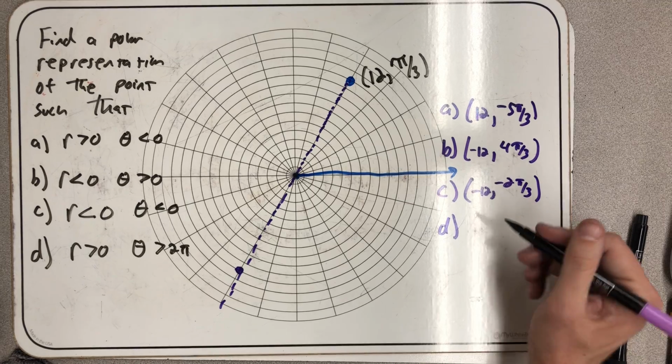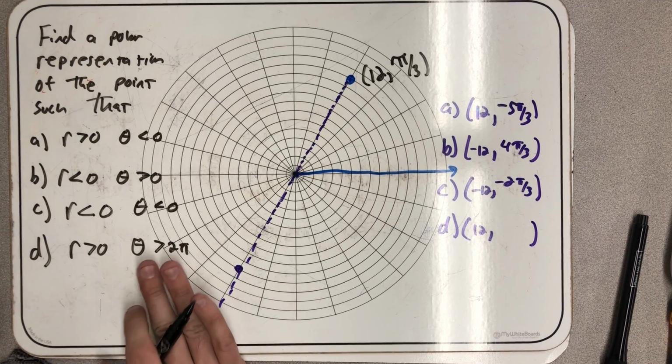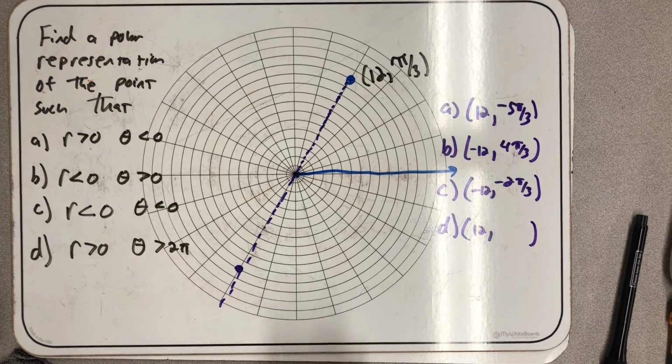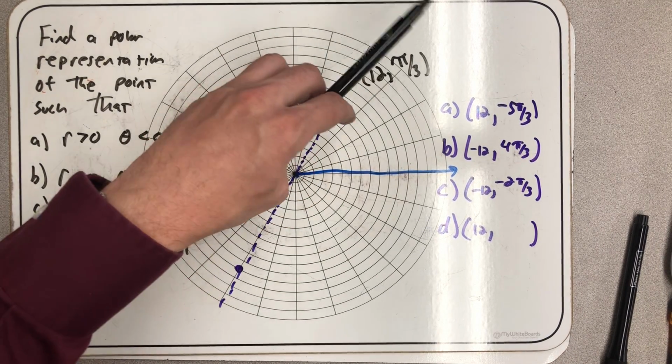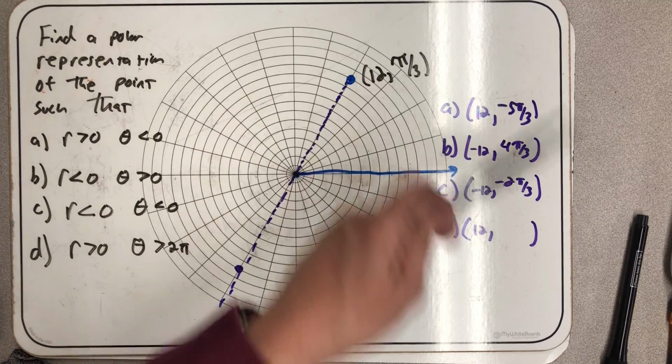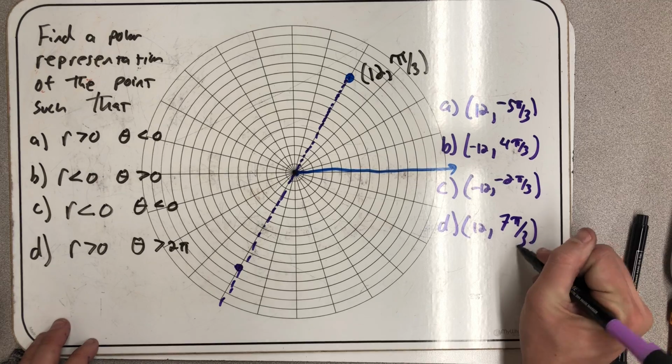Finally, in part D, I'm asked for a positive r and another positive theta, but this one bigger than 2 pi. Well, if I'm here at pi thirds, and I still want to rotate positively and get back there, I'm just going to add 2 pi to it, so I get 7 pi thirds.